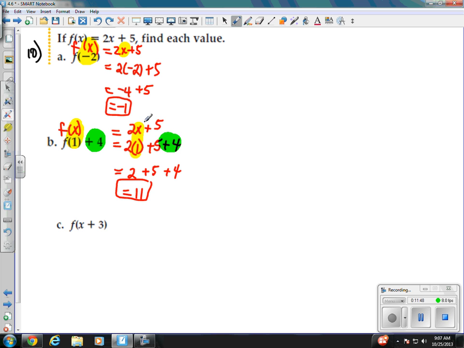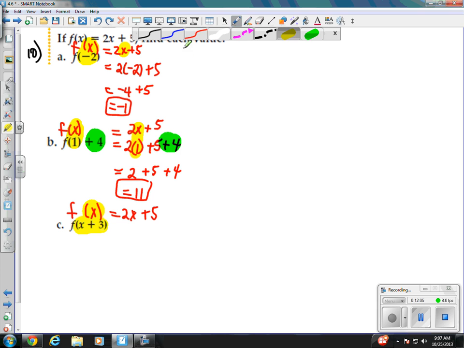Our last one is C, and it says f of x plus 3. So f of x, we said, equals 2x plus 5. And once again, it's substitution. So we're going to say our x is now a big parentheses x plus 3. So I'm going to keep my 2, but where it has 2 times x, I'm now going to say 2 times x plus 3, plus 5. Because I replace x with x plus 3, I had to replace this x with x plus 3.